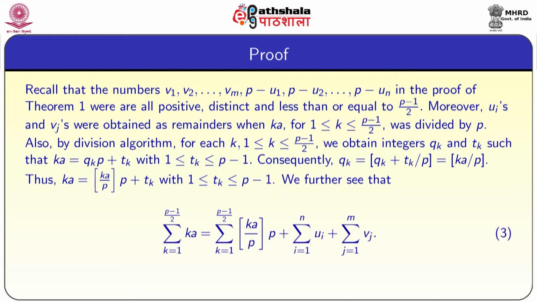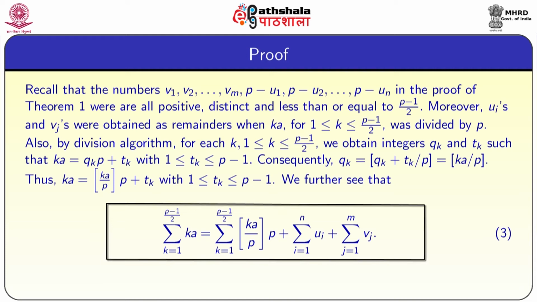Summation k = 1 to (p−1)/2 of ka, whose total sum is equal to summation k = 1 to (p−1)/2 of floor of ka/p times p plus t_k. But the t_k are the set of all remainders when we divide all the numbers by p. So, these are nothing but u_1, u_2 and so on u_n and v_1, v_2 and so on v_m. So, summation t_k is nothing but summation i = 1 to n of u_i plus summation j = 1 to m of v_j.